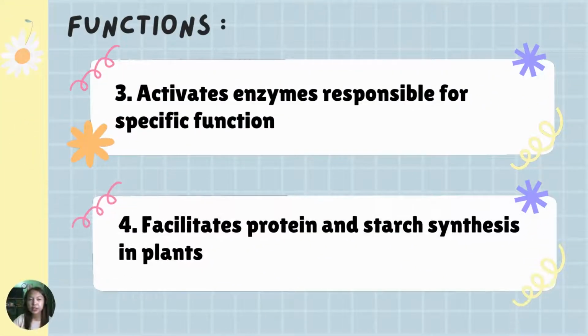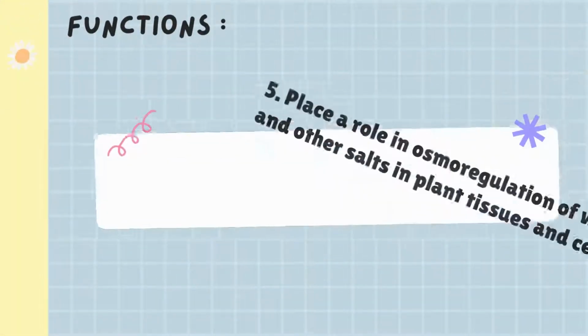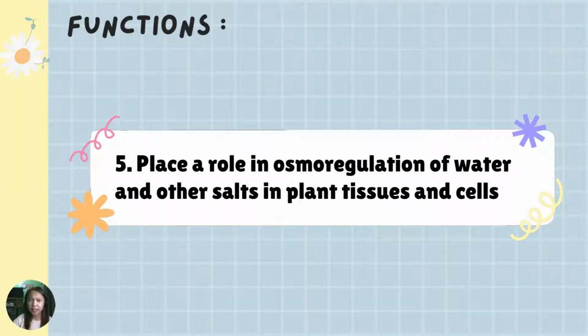Another function is that it activates enzymes responsible for specific functions, facilitates protein and starch synthesis in plants, and also plays a vital role in the osmoregulation of water and other salts in plant tissues and cells. The main function of this element is to control the activity happening within the plant, most especially in the development of tissues and cells of the plants.